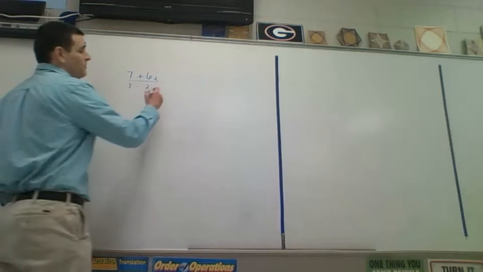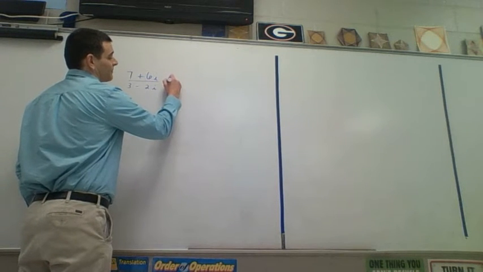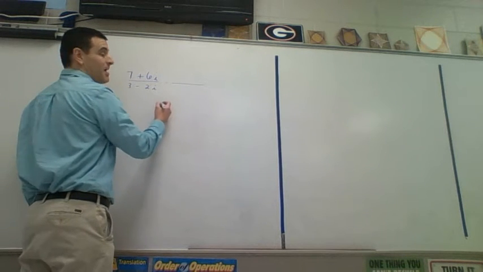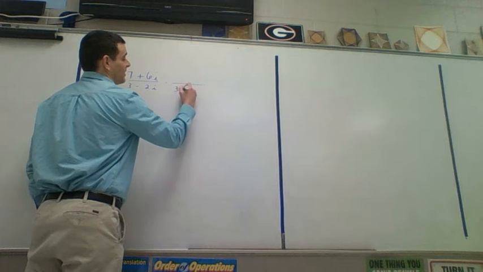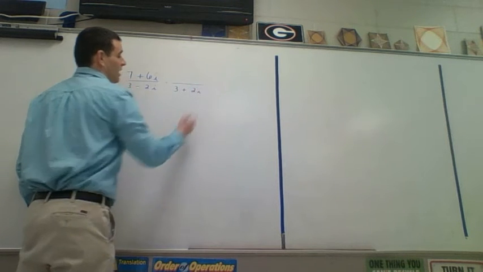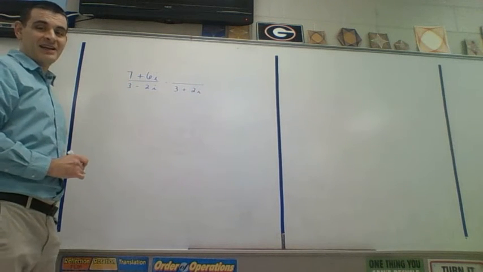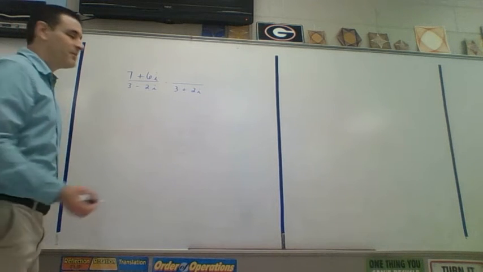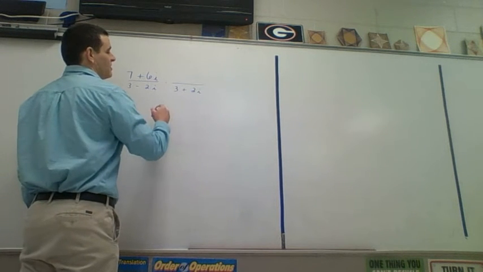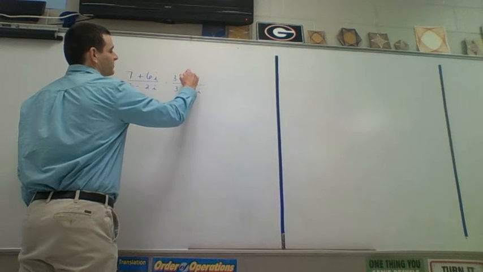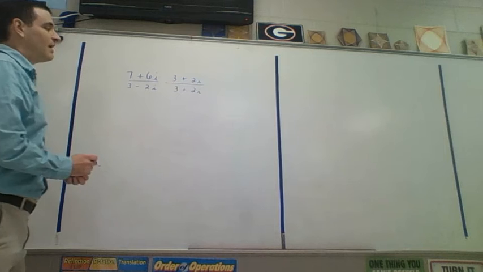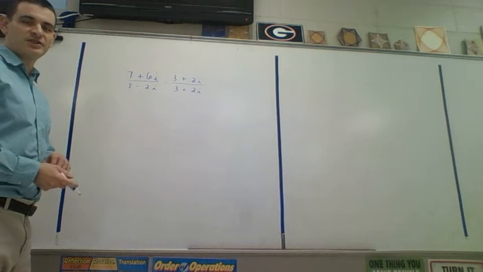So what we want to do is multiply top and bottom by the conjugate of the bottom. The conjugate, in general, of a plus bi is a minus bi. That is, you just change the sign in the middle. So 3 plus 2i is what I'm going to multiply by. Notice that I'm going to multiply the top also by 3 plus 2i.